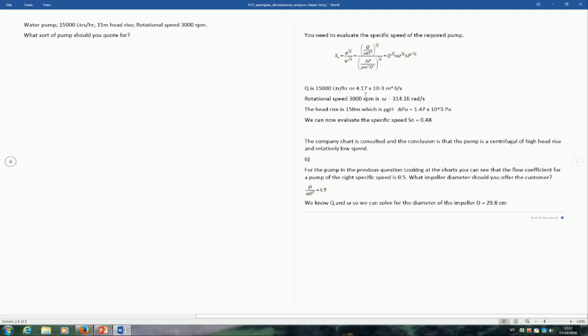I never find cubic metres per second a particularly helpful variable, but a cubic metre per second is a ton of water per second. So it's a thousandth of a ton per second we're talking about. The rotational speed is 3,000 RPM, which you need to convert into radians per second, which hopefully you all know how to do. So 314.16 radians per second.